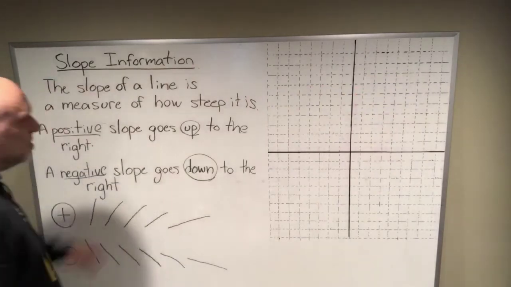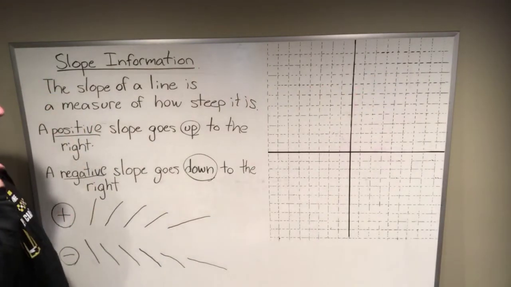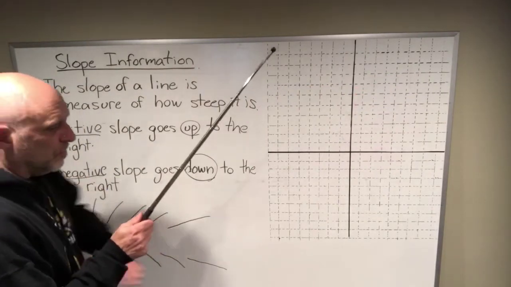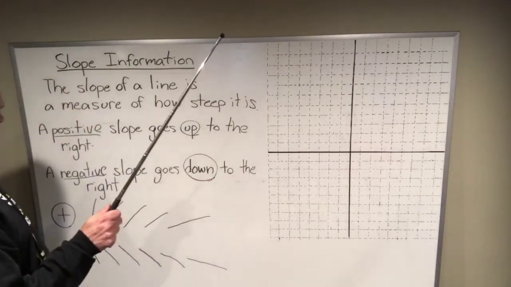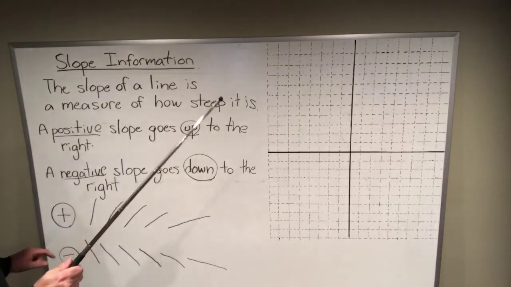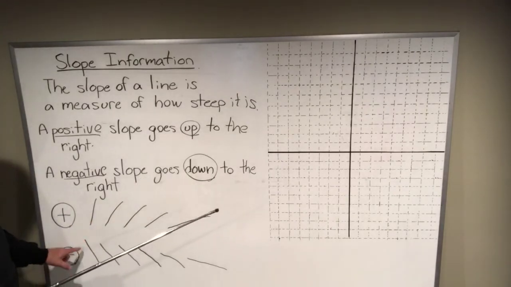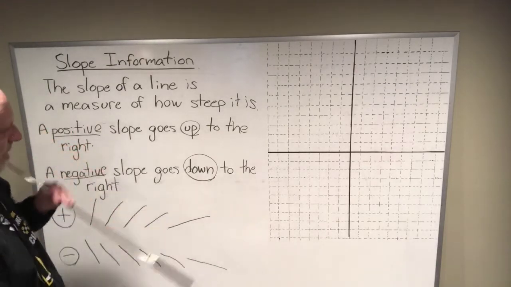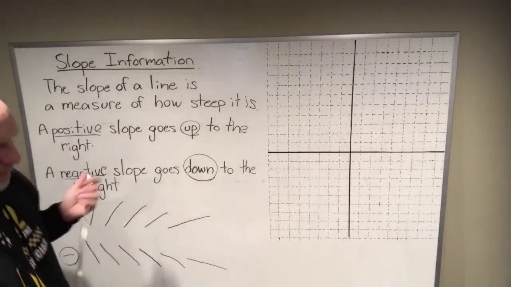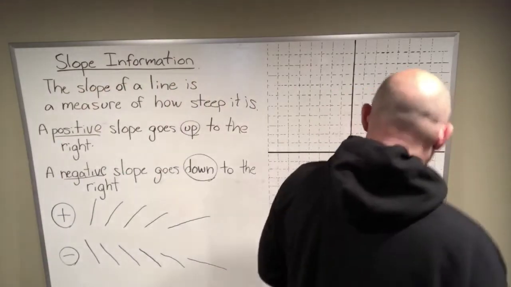If it leans to the right, as you move from left to right, the line goes up to the right. That means it's a positive slope. And a negative slope goes downward as you move to the right. So it goes down, like that. Okay? Let me look at an example.